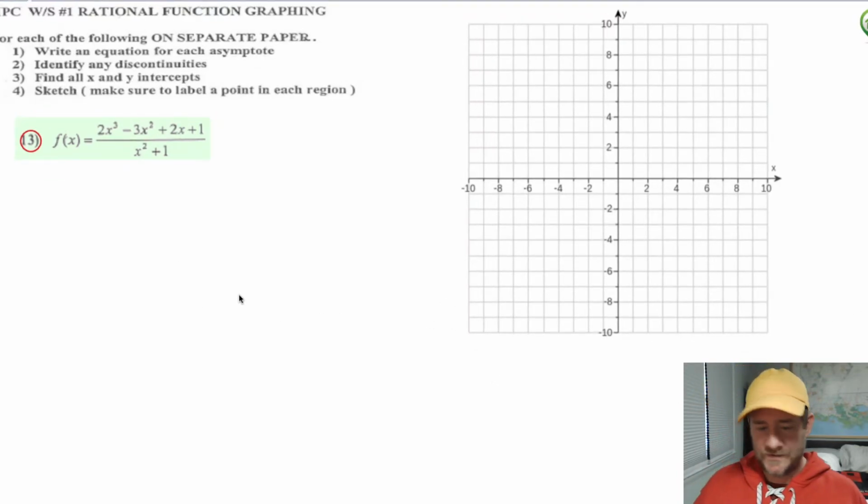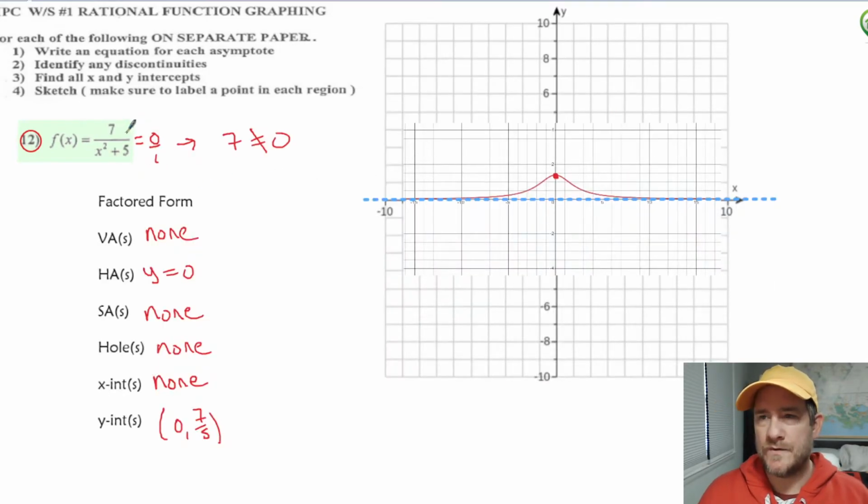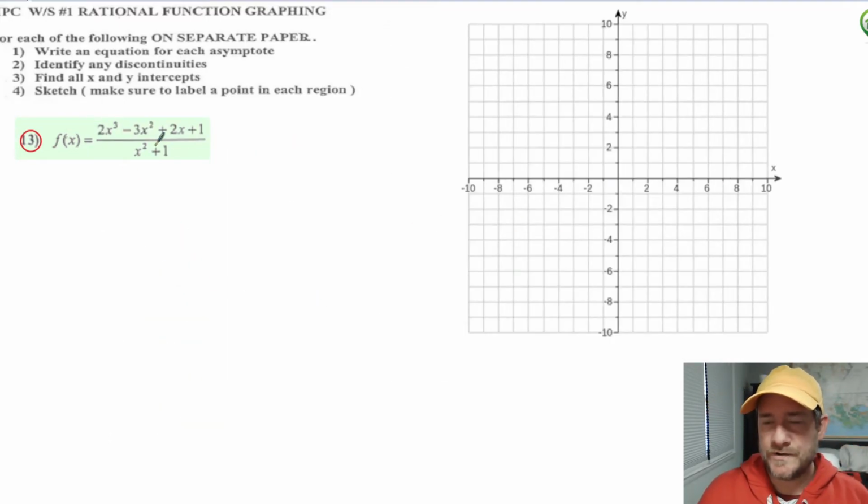It should feel really similar, except maybe more annoying. The difference between 12 and 13 is that 12, we were just a constant over a quadratic, so we knew that our horizontal asymptote was 0. This time, we're a cubic over a quadratic. So this time, we're expecting a slant asymptote instead of a horizontal asymptote. So we better begin by doing our polynomial long division.